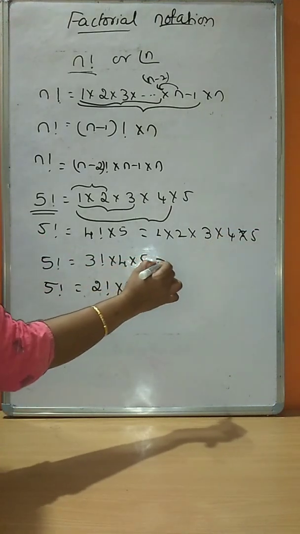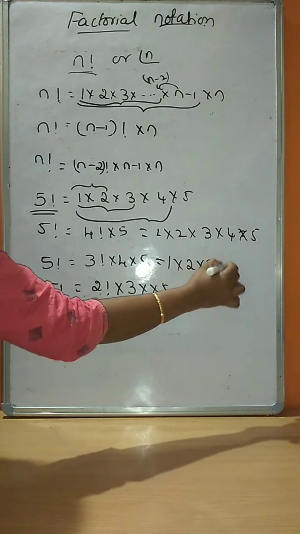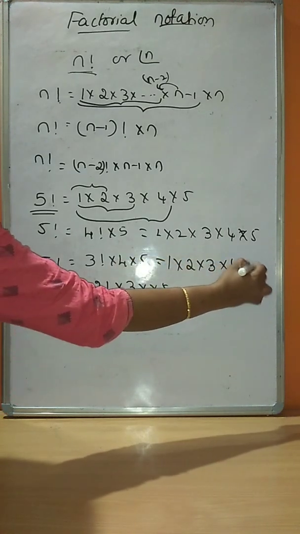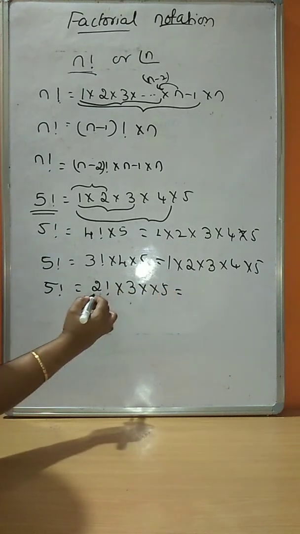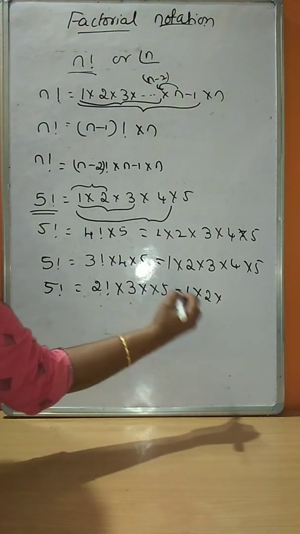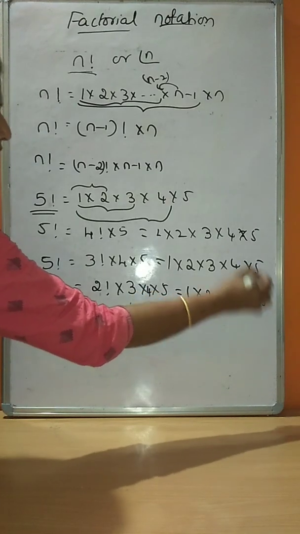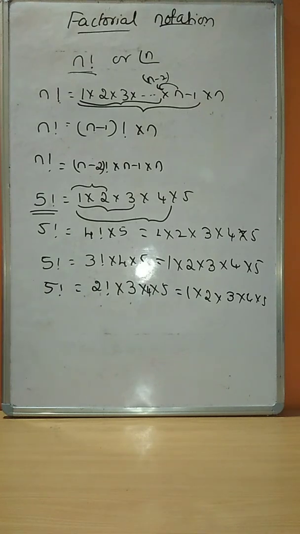Is it not? Similarly, what is 3 factorial? 1 into 2 into 3 into, the remainder is 4 into 5. Similarly, what is 2 factorial? 1 into 2 into, what is the remainder? 3 into 4 into 5. Check. All are the same. Okay.